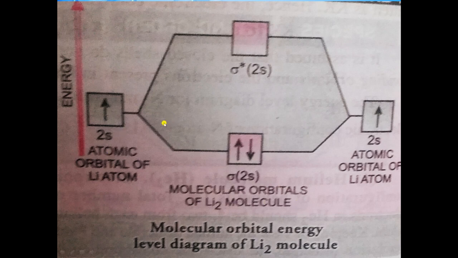Okay, 1s2 2s1. In the 2s orbital only one electron is filled, so that is why here only one electron is present. Here also only one electron is present. Now in total there are 2 electrons, so 2 electrons are filled here. Okay. That is how you will fill molecular orbitals for the lithium molecule.